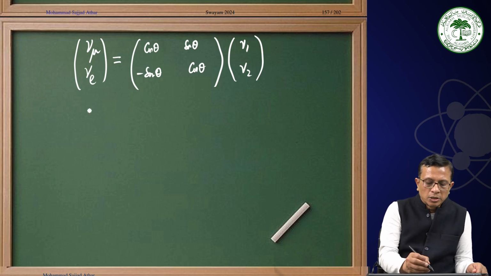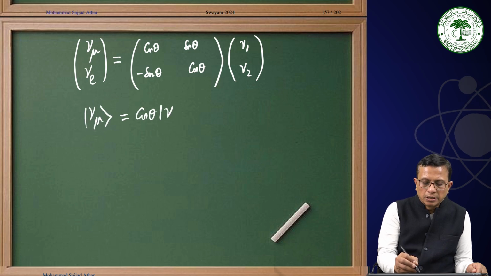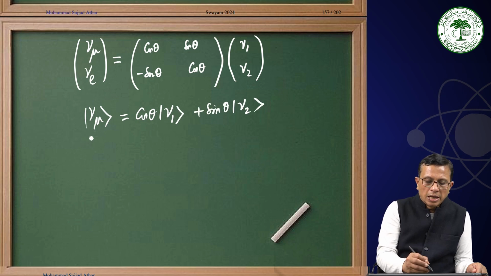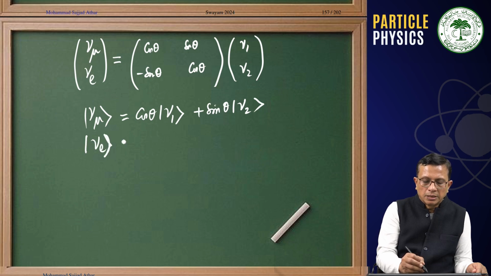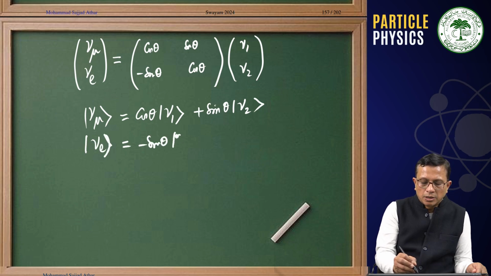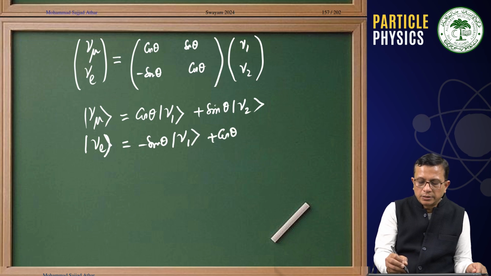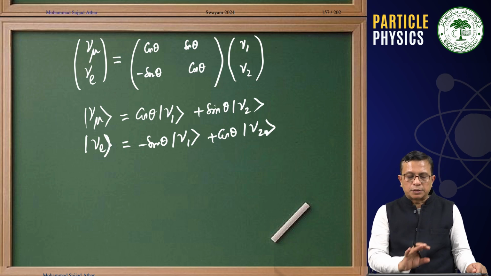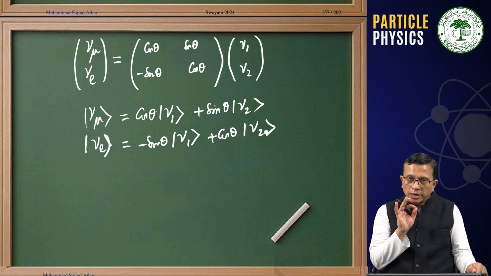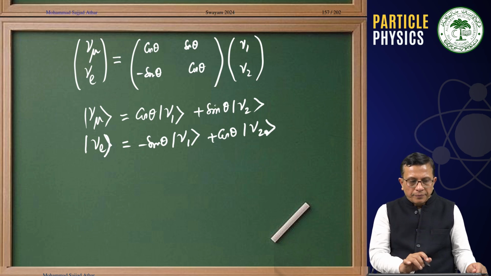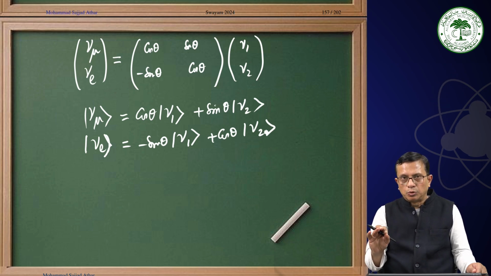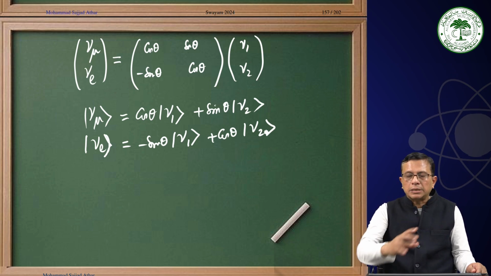That means if we talk about nu mu, this will be cos theta nu1 plus sin theta nu2, and nu e will be minus sin theta nu1 plus cos theta nu2. This is an important aspect, and the important point is that when we are talking about nu mu and nu e written in terms of nu1 and nu2, these nu1 and nu2 are the mass eigenstates.